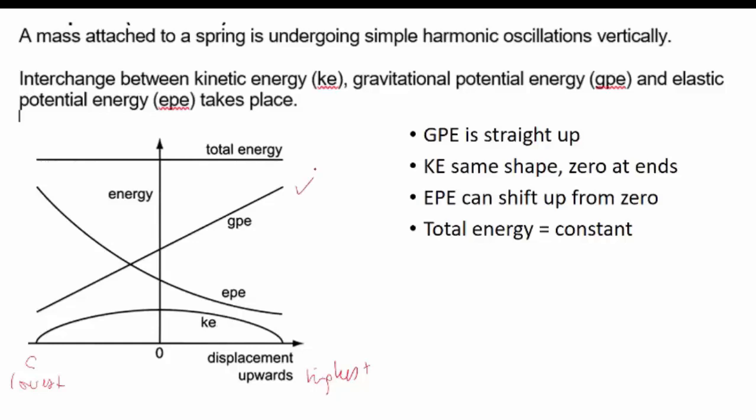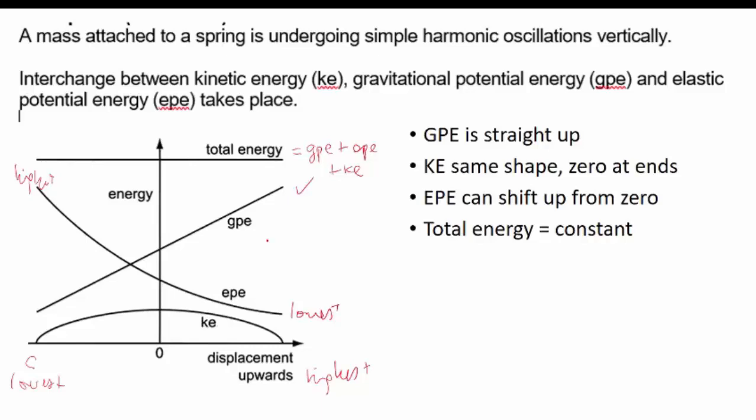And then the EPE is a curve. Its minimum is at the highest point, and it curves up until it is maximum at the lowest point. So this EPE curve is lowest here and highest at the lowest point, and it is a curve. And the total energy, the sum of these three, GPE plus EPE plus KE, all added together give you a total energy which is a straight line throughout. Okay, so the correct answer for this question is D.